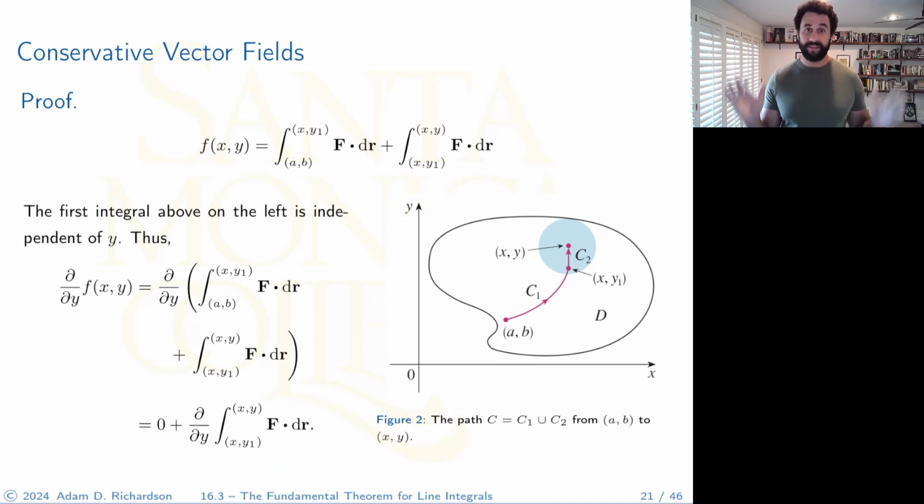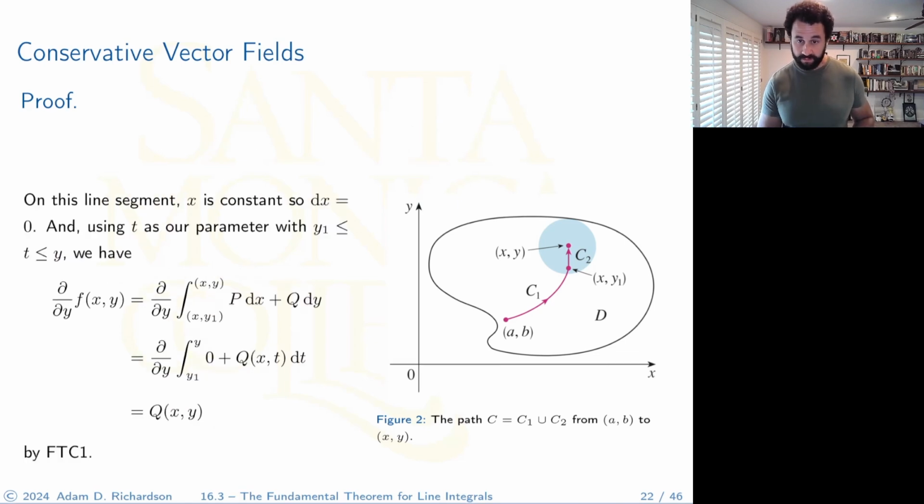Okay, same kind of thing as before. Now on this line segment, x is constant. There's no left or right change. There's no change in x. So that means that dx is equal to 0. Then we can use t as our parameter, where t goes between y1 and y, and we can rewrite this as an integral of a single variable again.